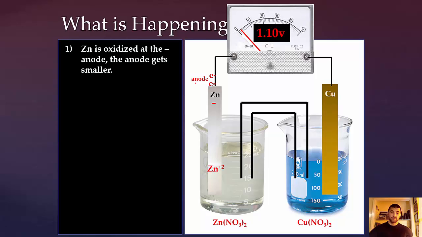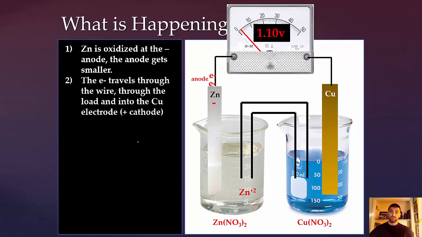So we got these electrons being lost by zinc, which is going to become the zinc +2 ion because it's losing those electrons, and it's going to dissolve into the solution. Right, so we got the zinc +2 ion being produced because the zinc's losing those electrons. Well, what do those electrons do? They travel through the wire and through the load and into the copper electrode.